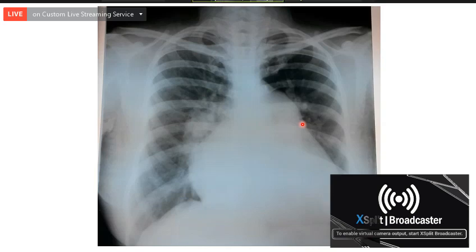Anything else which can help you to diagnose pulmonary hypertension? Dilated branch pulmonary arteries. Yes, the pulmonary arteries will be dilated.